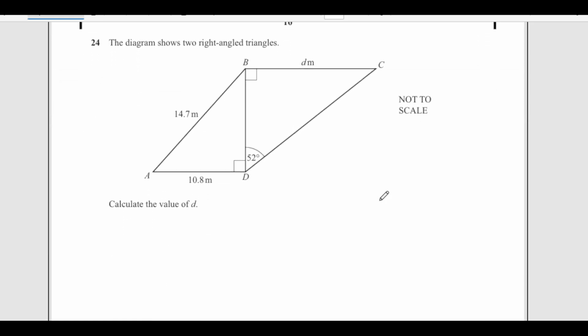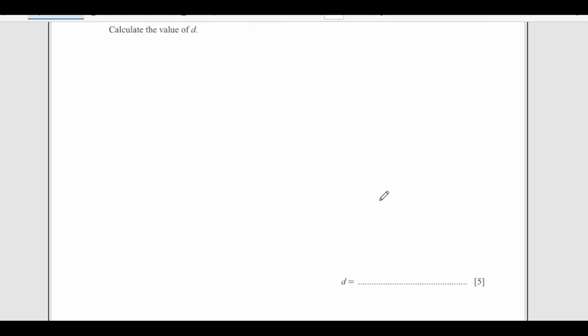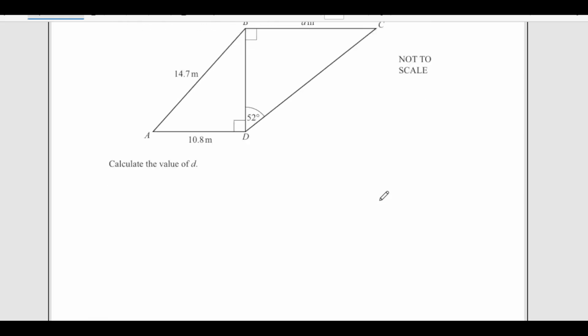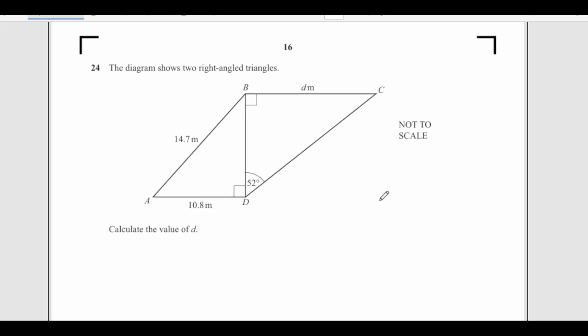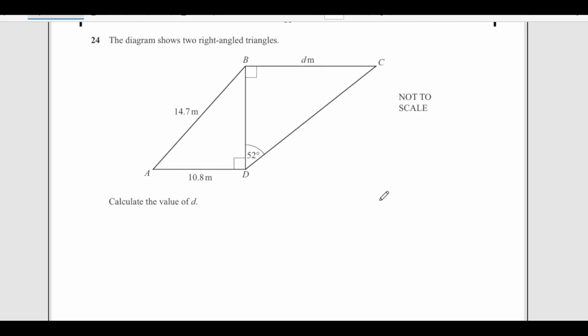So now number 24, the diagram shows two right angle triangles. Calculate the value of D. This is a 5 marks question. I guess this is the last question. Yeah. So you have to be careful doing calculations. Read whatever instructions are given to you carefully. This is not to scale. That means these are not exactly the same as what is written on the diagram.